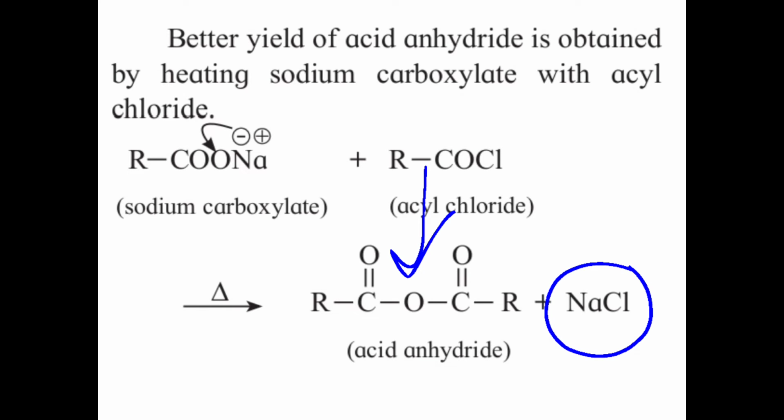NaCl is a side product, because the main compounds are the sodium salt of acetic acid, or of any related acid, and the acyl chloride. Okay, so you are getting acid anhydride.